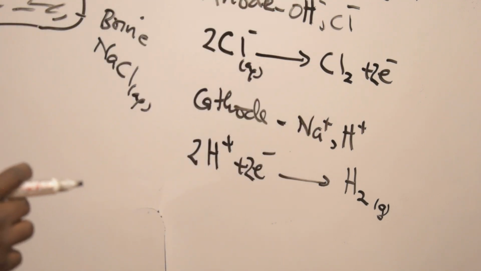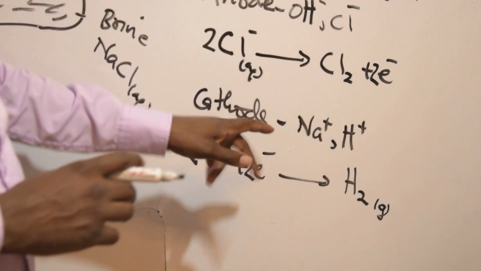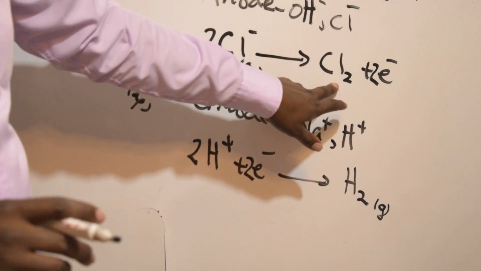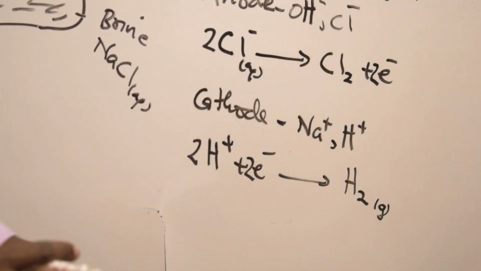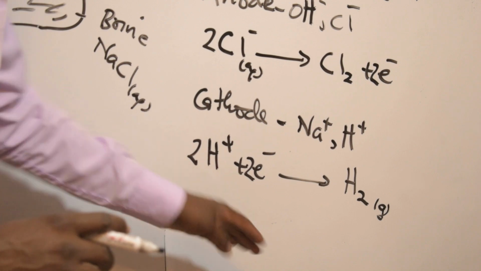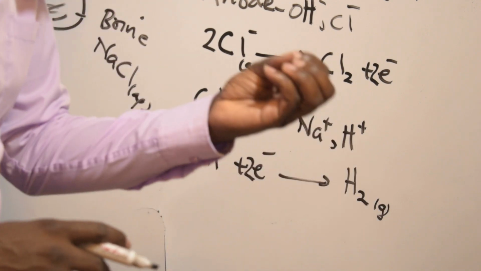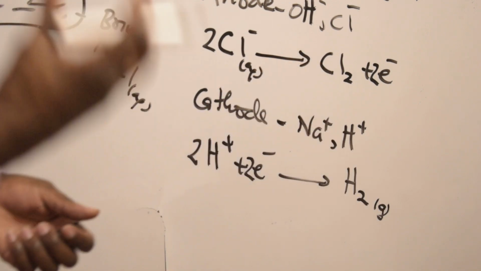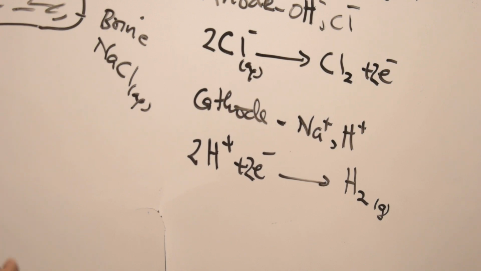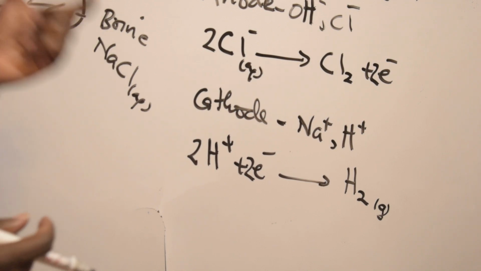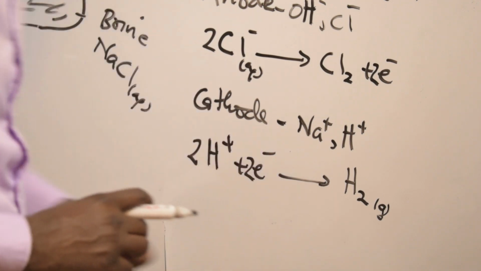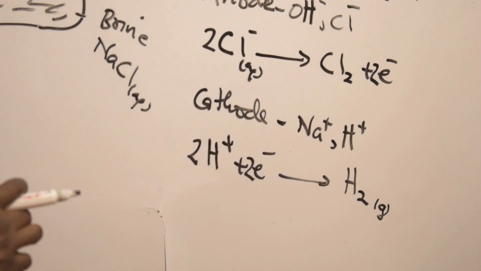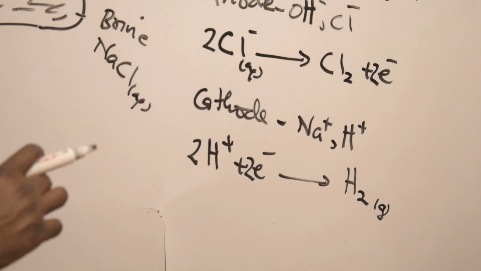Now, that means with the observation here, what are you going to observe? At the anode, you're going to observe a green yellow gas being produced, because chlorine is actually green yellow. And of course, at the cathode, you're going to have colorless gas. Not colorless gas, actually, colorless bubbles. You're going to see colorless bubbles being formed at the cathode because of the discharging of hydrogen ions to produce hydrogen gas. That's very important there.